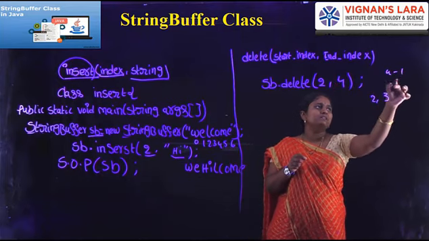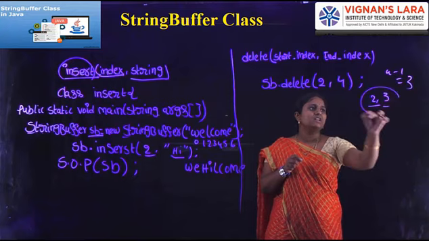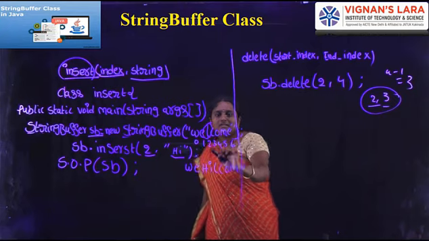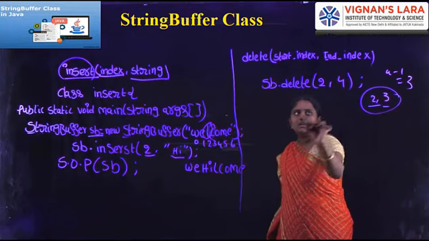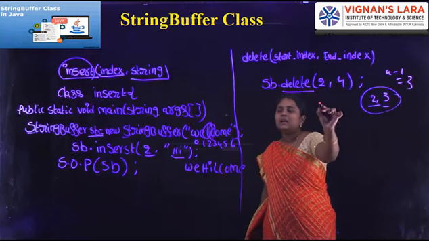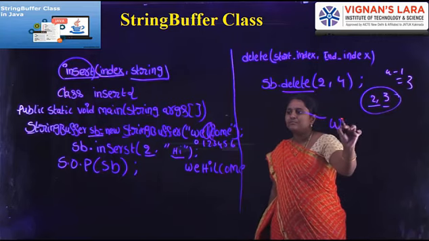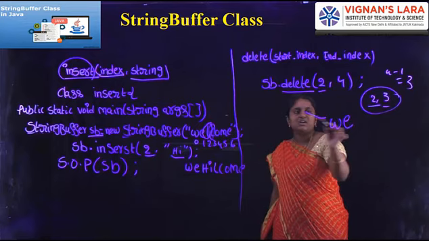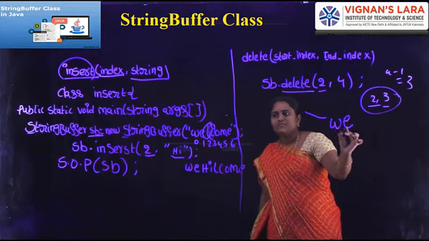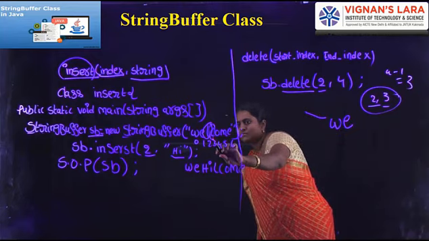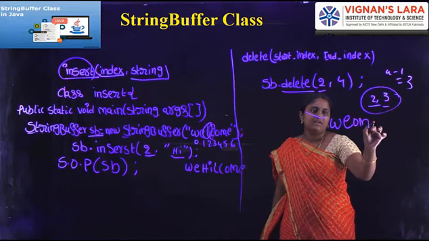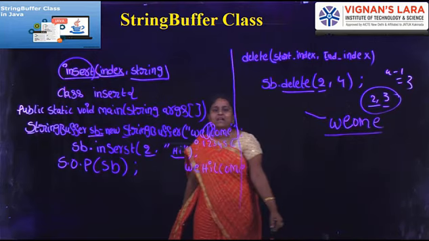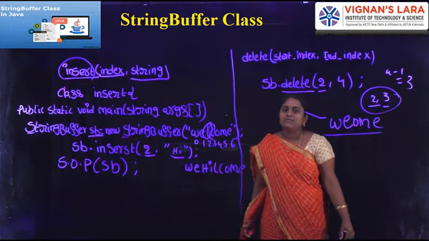Here 4 minus 1 is 3. The second index position and third index position are removed from the given string. Here the second index position is L, the third index position is C. After calling the delete method, it will print W E. L C are removed, at the second and third index positions. W E O M E. It will print W E O M E. These all are the methods of the StringBuffer class.